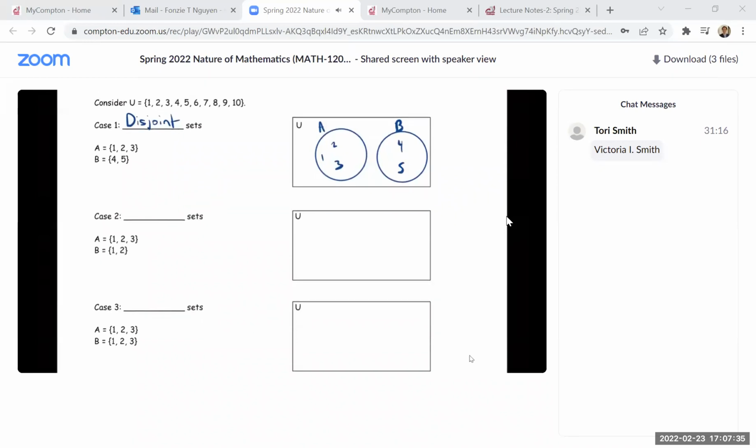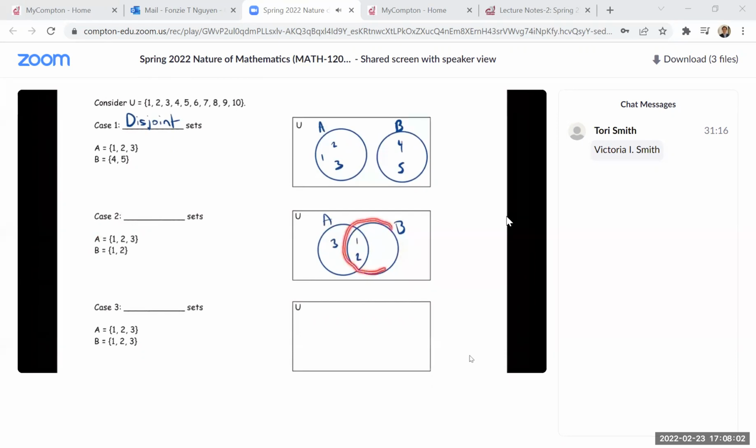All right, case 2. Do you see overlap here? Yes, for sure. So now we have to draw the circles so that they overlap. You'll put 3 in circle A, and then you'll put the 1 and the 2 in the overlapping space. All right, very good. And that is it.